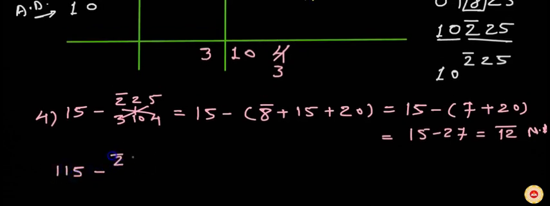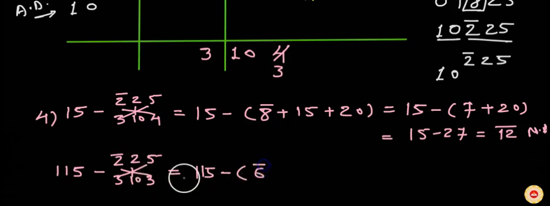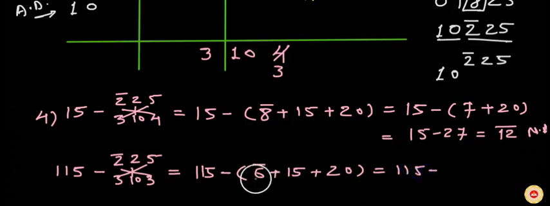115 minus negative 2, 2, 5, 3, 10 and 3. Let us calculate the cross product and subtract it from 115. 115 minus 3 twos are minus 6. Correct? Yes. 3 multiplied by minus 2 is minus 6, plus 3 5s are 15, plus 10 twos are 20, which gives us 115 minus negative 6 plus 15, that is plus 9.